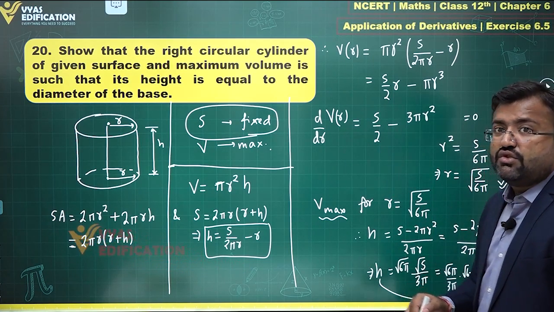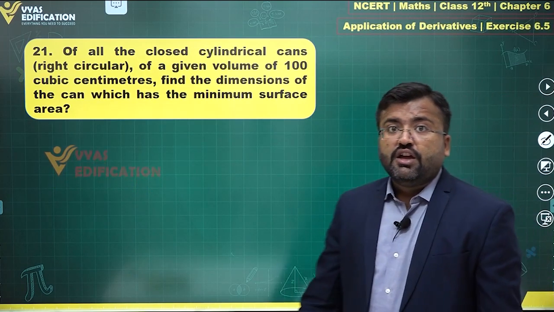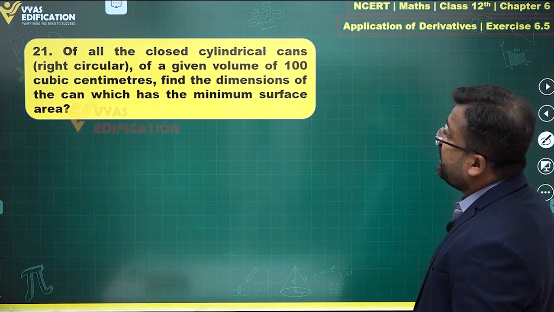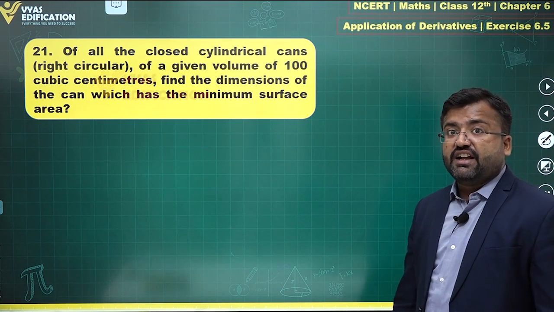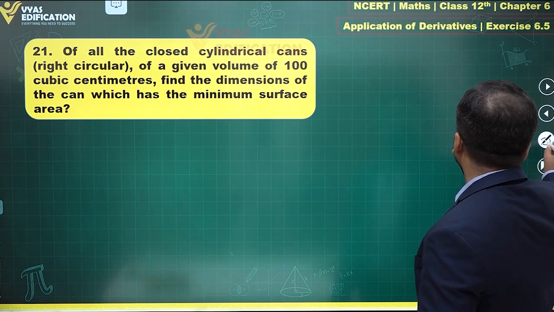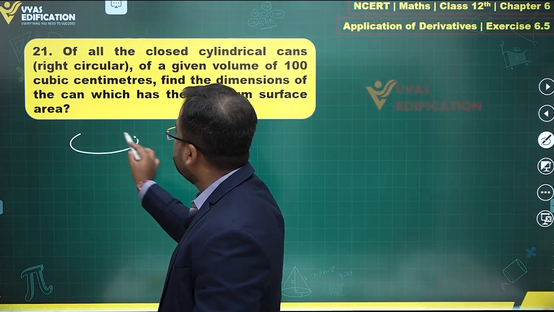Show that, right? That's the 20th question for us over here. The 21st question says, of all the closed cylindrical cans, right circular, of a given volume of 100 cubic centimeters. We are interested in closed cylindrical cans. This is a cylindrical can.